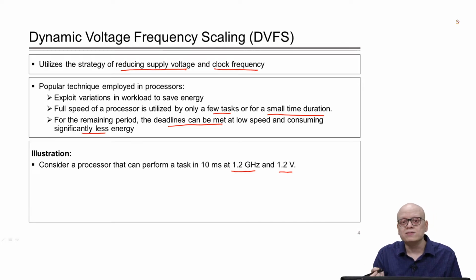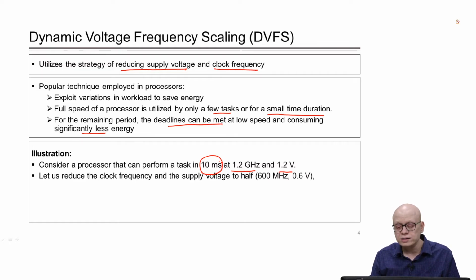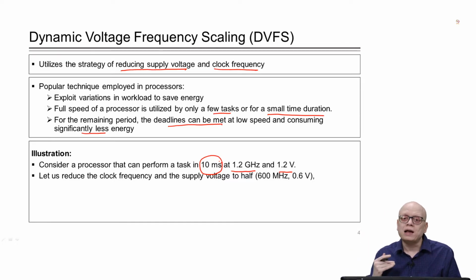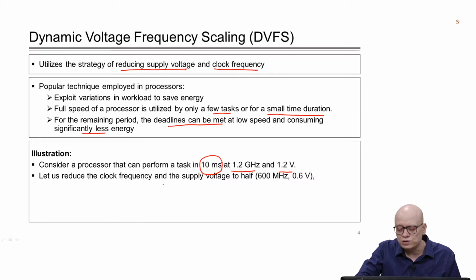Let us assume that the given task can be completed in 10 milliseconds, right. Now, let us assume that this task is not very timing critical, we can afford it to be running slowly, right. Now, if the workload requirement is such that this task can be completed in a longer time, then we can reduce the supply voltage and also the clock frequency, right. So, let us assume that we can reduce the clock frequency and the supply voltage to half, right.